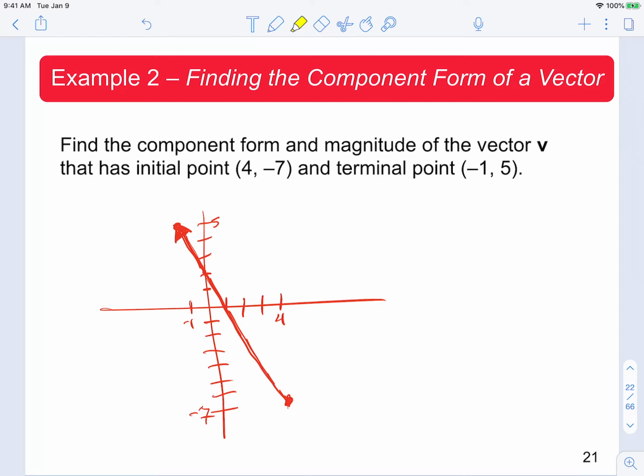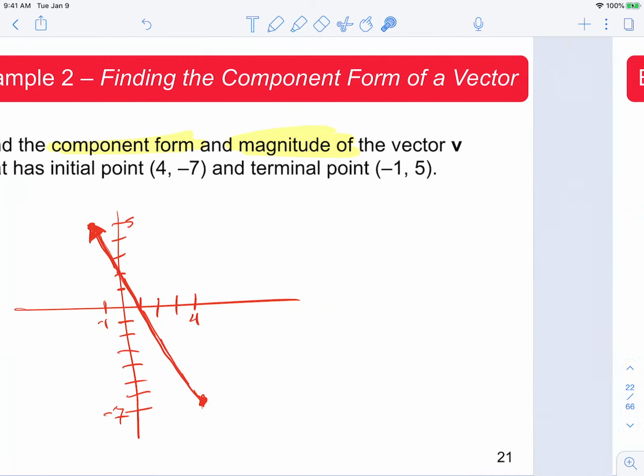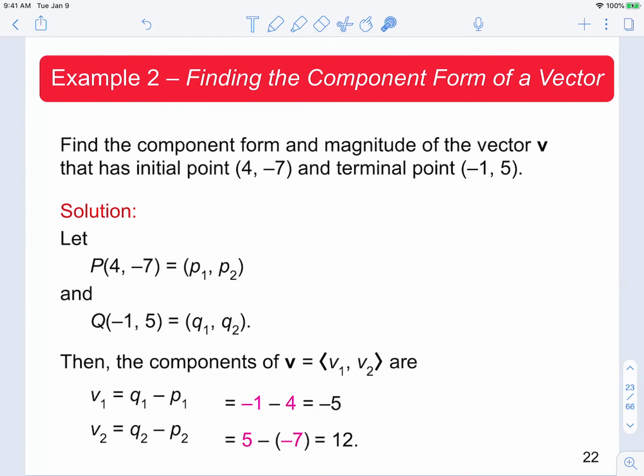And what do they want us to find? They ask us to write it in component form, and they ask us to find the magnitude. Okay, so let's do that. So remember that our initial point P is going to give me my P1 and my P2. My terminal point Q is going to give me my Q1 and my Q2. This is P1, this is P2, this is Q1, this is Q2.